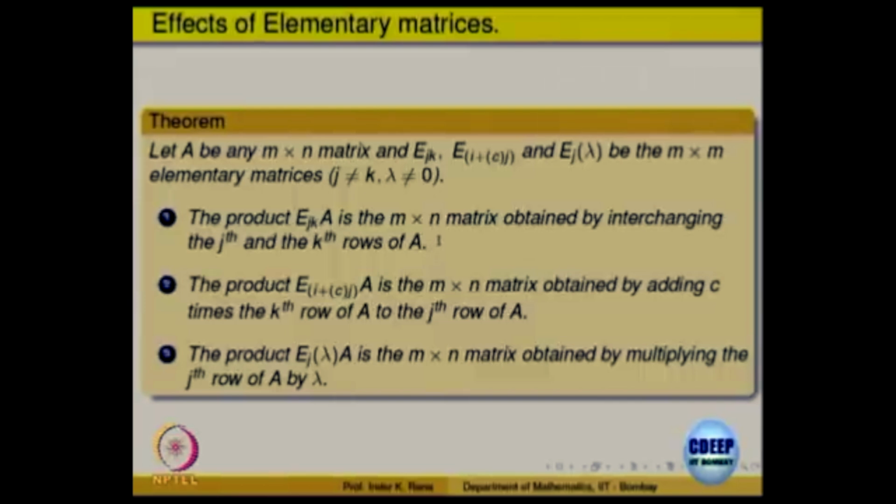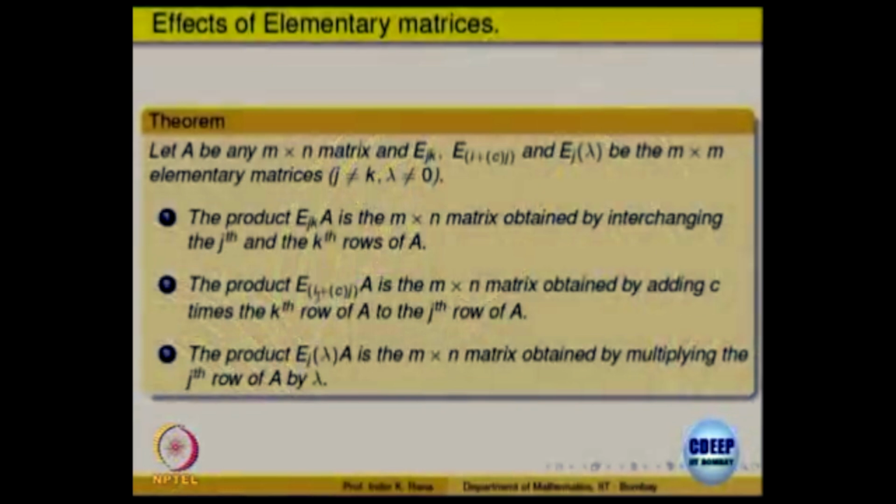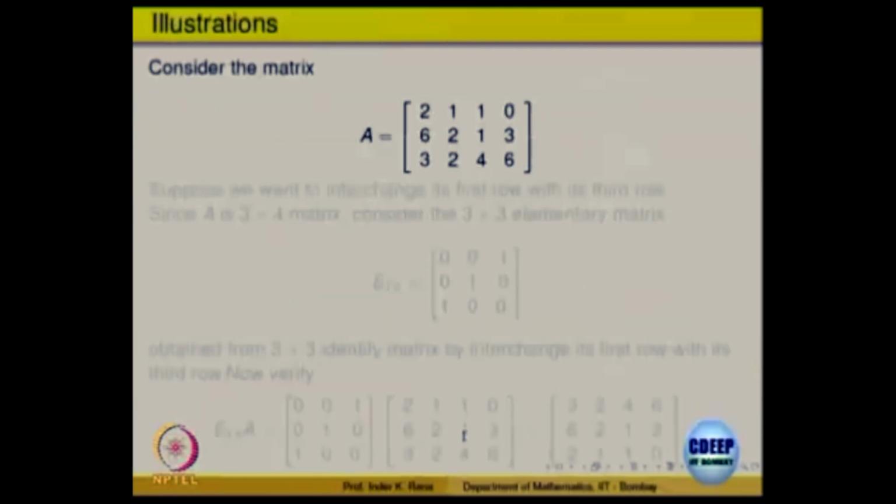So is it clear? Doing a row operation on a matrix is pre-multiplying by the appropriate order elementary matrix, with that operation done on the identity matrix. Similarly, for E i plus alpha j, what will this do? It will take the jth row of A, multiply it by C and add it to the ith row of A, right. I think k is written there, so there is a typo, and similarly for the lambda 1. Let us see some examples of this.